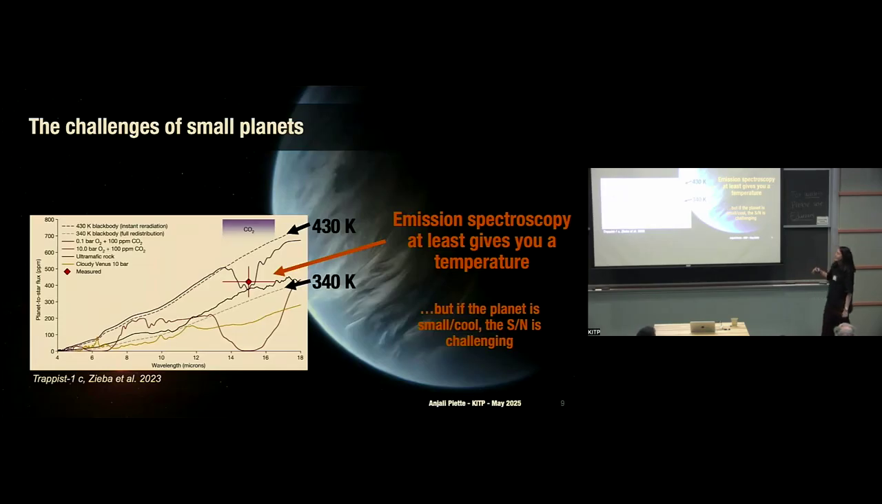But if we're talking about challenges here, something to note is that the smaller and cooler your planet is, by smaller I mean small relative to the star, the bigger your error bars are going to be. So yes, we can get a temperature, and in the flat line case, you at least have that information. But if you want that information to be useful, you want to make sure that you can get a precision which is informative for a particular scenario.